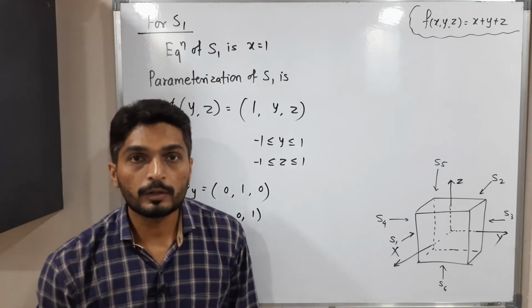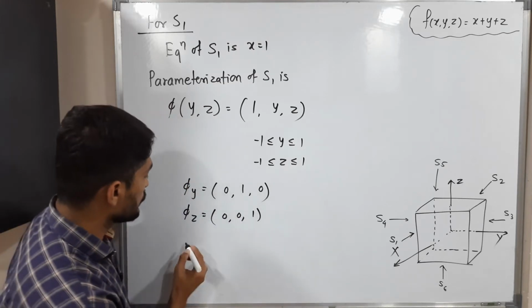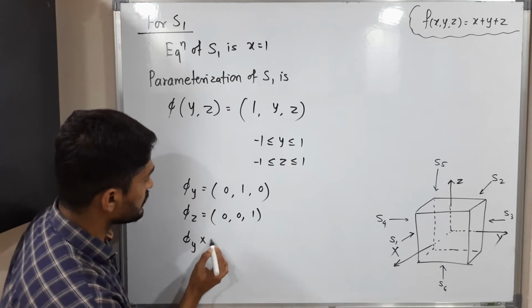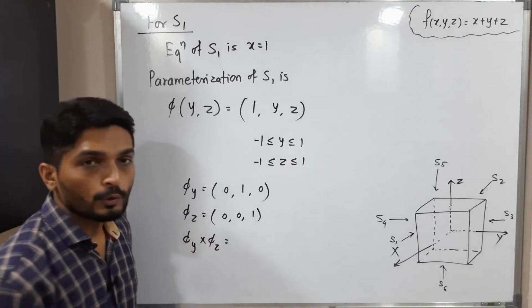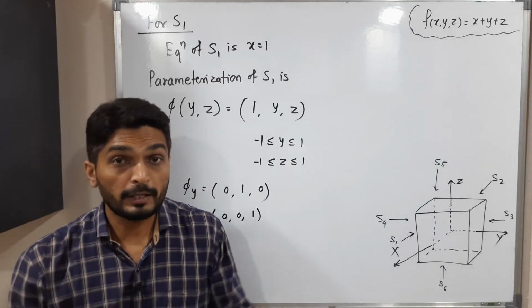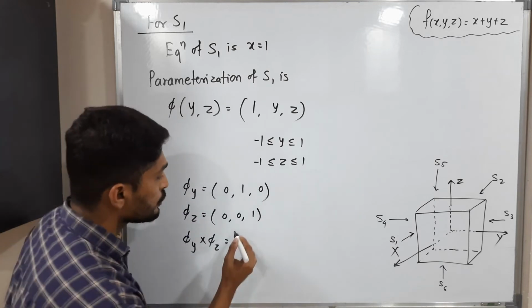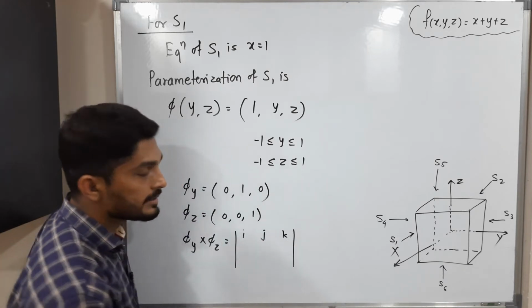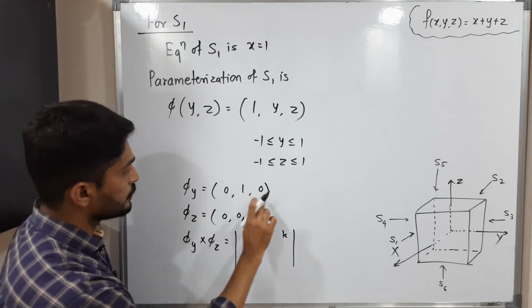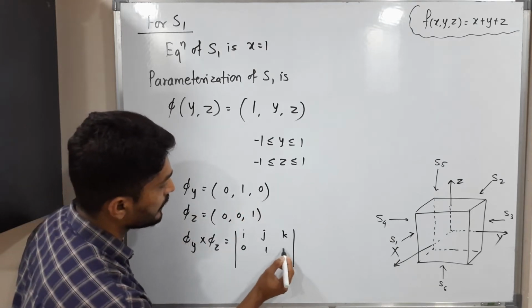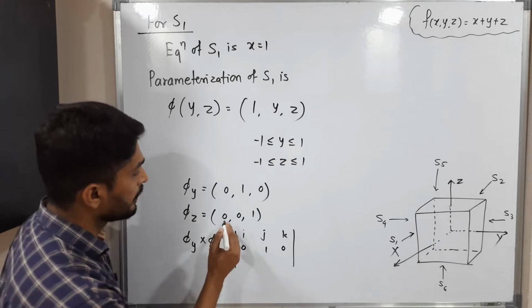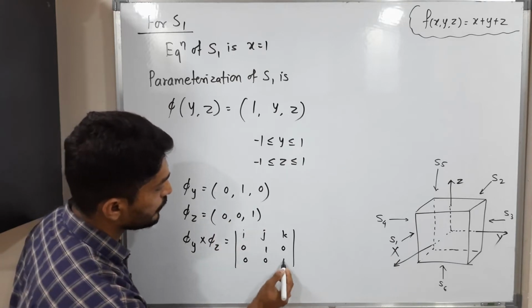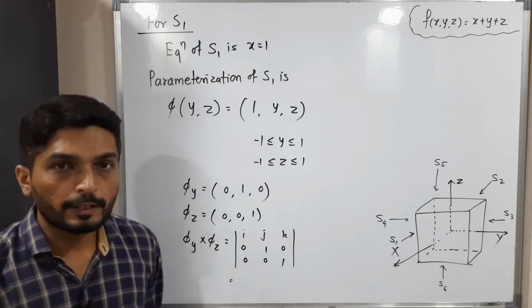After that we want the cross product, so phi y cross phi z. You know well how to find the cross product by using a determinant. So I am taking the determinant here. The first row is obviously i, j, k, the second row is phi y, so 0, 1, 0, and the third row is 0, 0, 1. So let us solve the determinant.